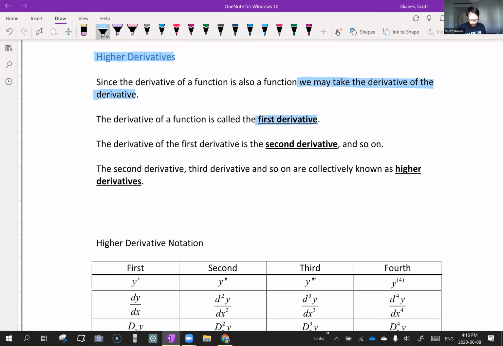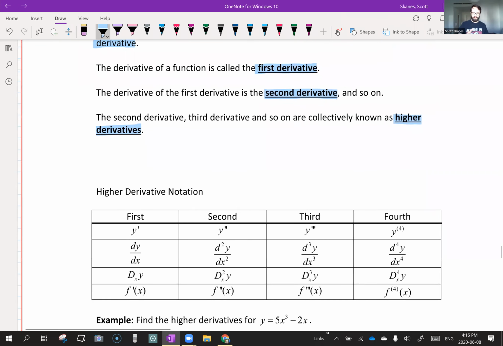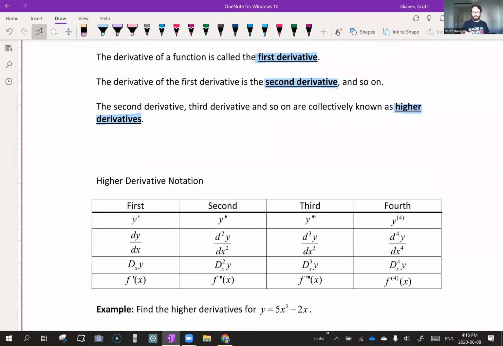So the first one's called the first. The second one's called the second. As you go on, the group is called the higher derivatives. It's not harder. The reason it's not more difficult is because the more derivatives you get, the functions actually get easier. Quadratics turn into linears. Linears turn into constants. Constants turn into 0. So they actually get smaller as you go, not bigger.